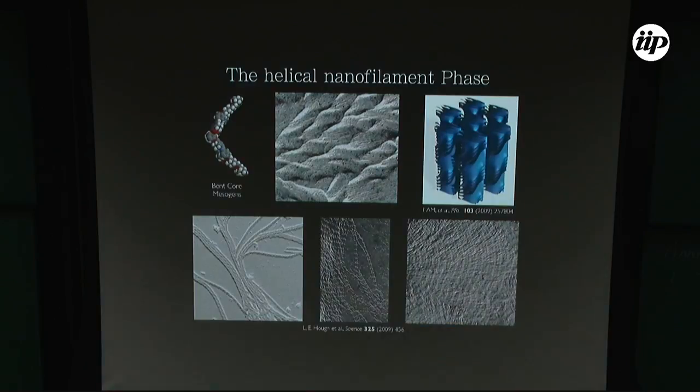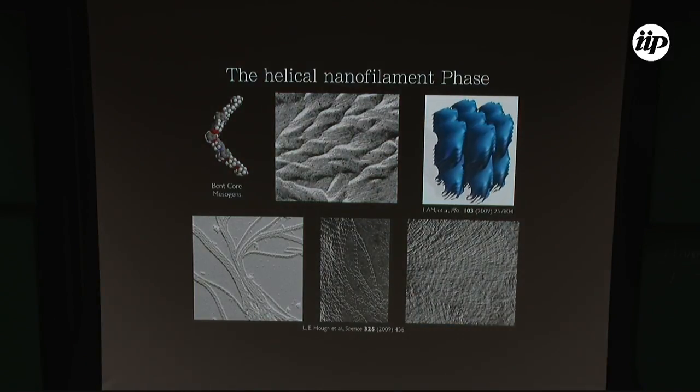Okay, so in the last couple of minutes, this is maybe in answer to, I forget who asked, about the lattice of these. So this is the helical nanofilament phase. This is a phase of bent core liquid crystals, and you form these really nice arrays of nested helical bundles. So we wanted to see if we could simulate this phase as well.